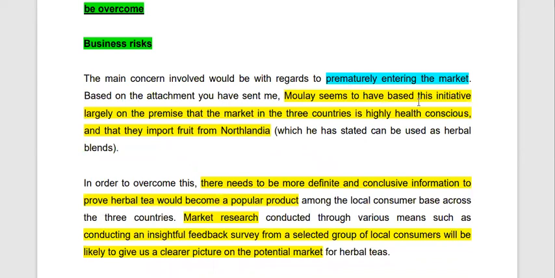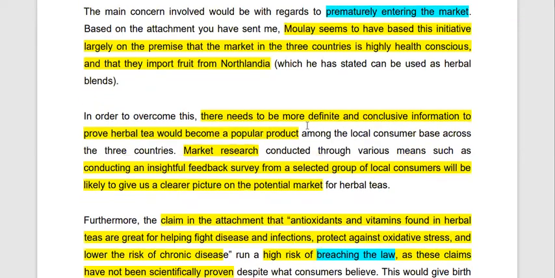Okay. Prematurely entering the market. Mole seems to have based this initiative largely on the premise that the market in the 3 countries is highly health conscious, and that they import fruit from North India, that I highlighted previously. There needs to be more definite and conclusive information to prove herbal tea would become a popular product. So in order for us to gain this information, we have to conduct market research, conducted through various means, such as conducting an insightful feedback survey from a selected group of local consumers, which will likely give us a clearer picture on the potential market for herbal teas.